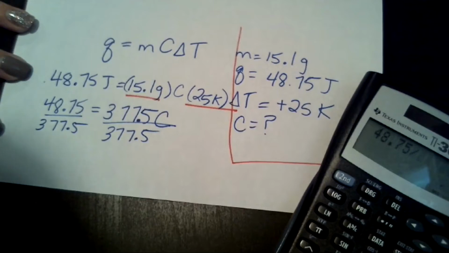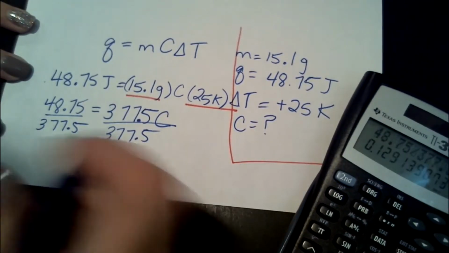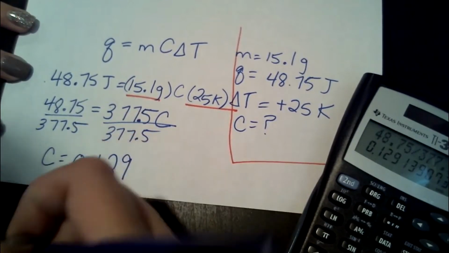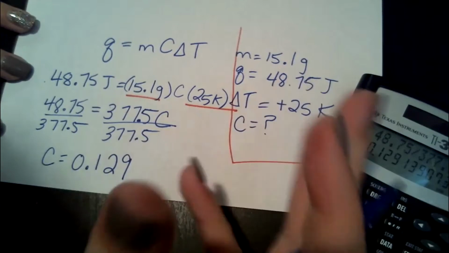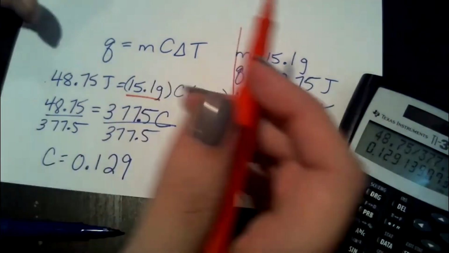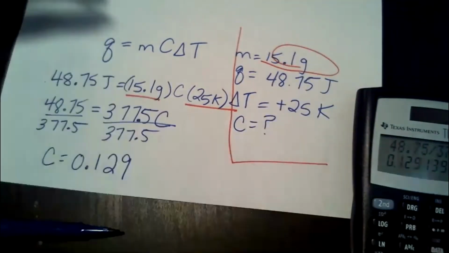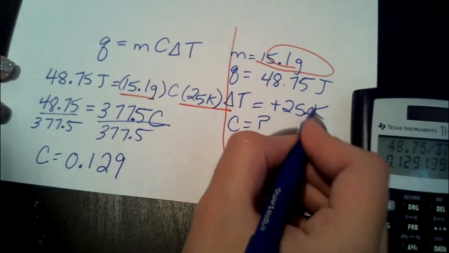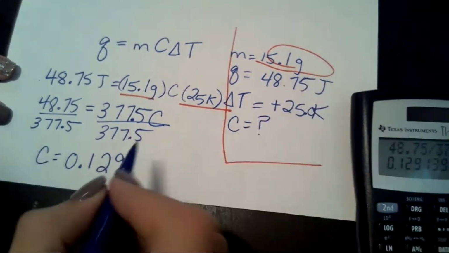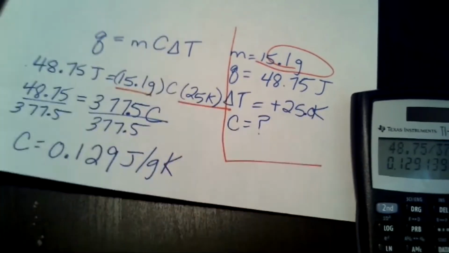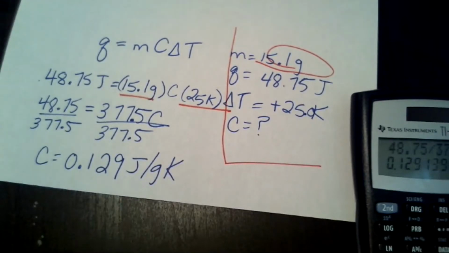48.75 divided by 377.5. C is equal to 0.129. Significant figures: I should have 3 because my mass was given to 3 sig figs, which is the lowest value here. This is actually 25.0, so these two tie. This is what I'm getting. The units on this are going to be joules per gram times Kelvin. And that is answer choice 1.